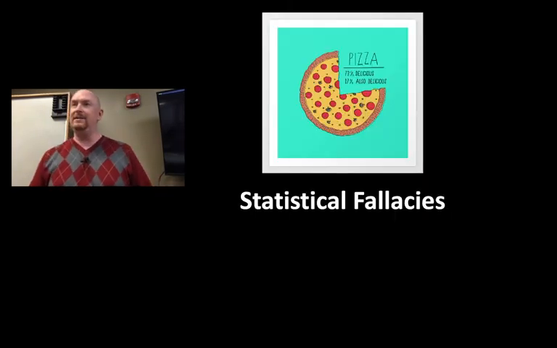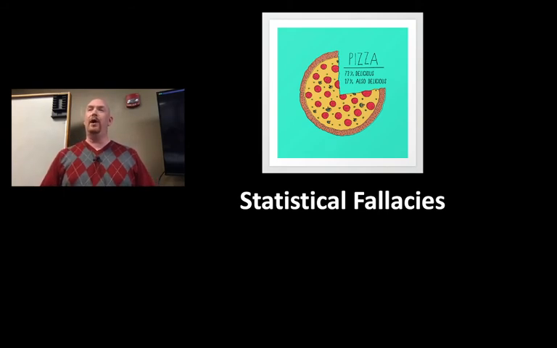Statistical fallacies. These are reading the statistics wrong and coming to incorrect conclusions. So this is a pie chart. 73% of this pizza is delicious. 27% of this pizza is also delicious. Okay? This pizza is delicious because there is no pineapple on it. That's scientific fact. Okay?